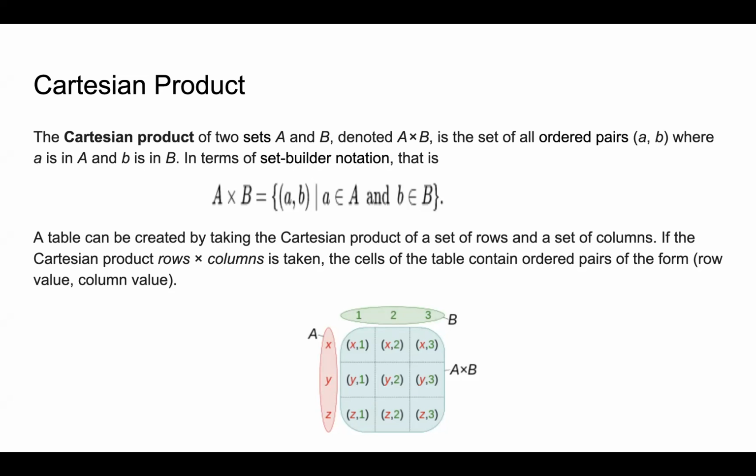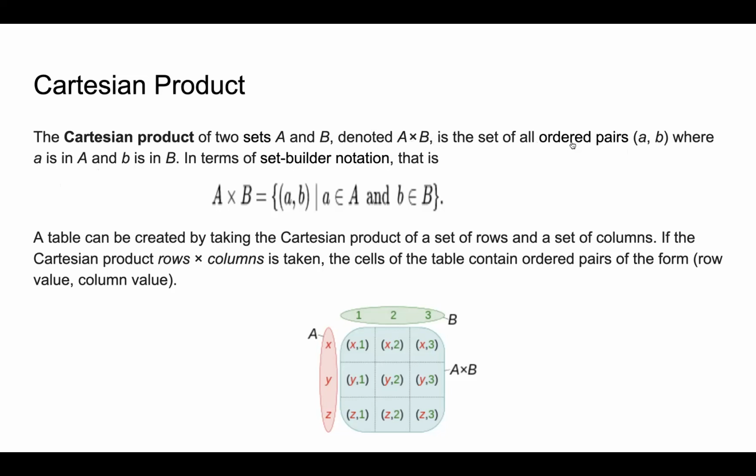The Cartesian product of two sets A and B is denoted by A cross B. Okay, it is very important. A cross B is the set of all ordered pairs (a, b), where a is in set A and b is in set B.